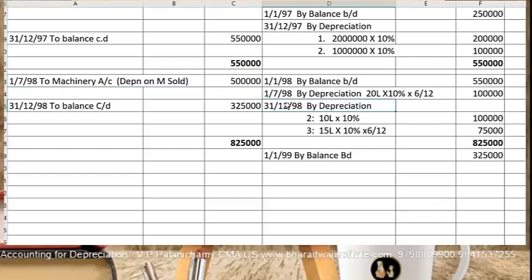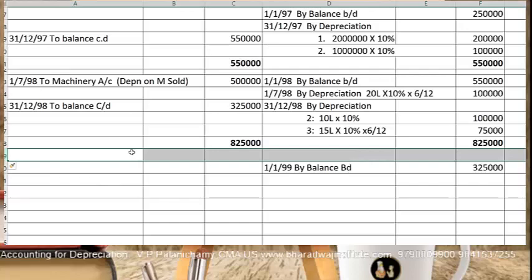Then at the end of the year, we charge depreciation on the second machine and third machine. Second machine and what? Third machine. Okay, then close the depreciation to balance carried down. This will be by balance brought down for the next year.